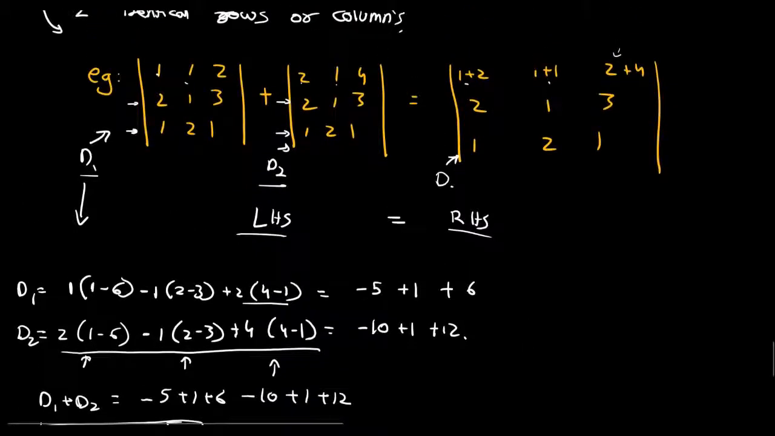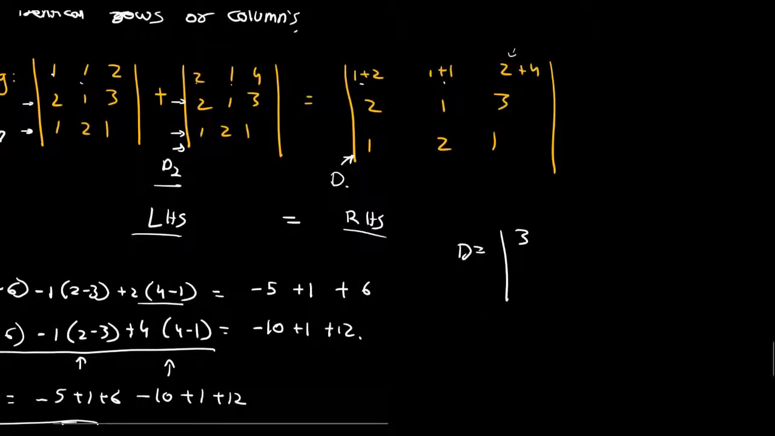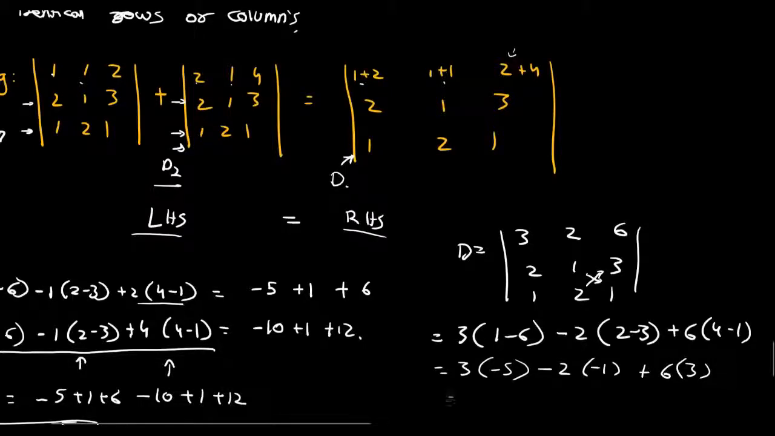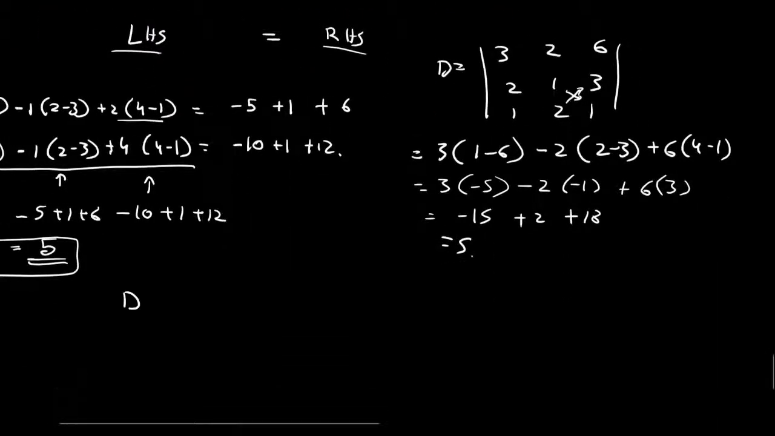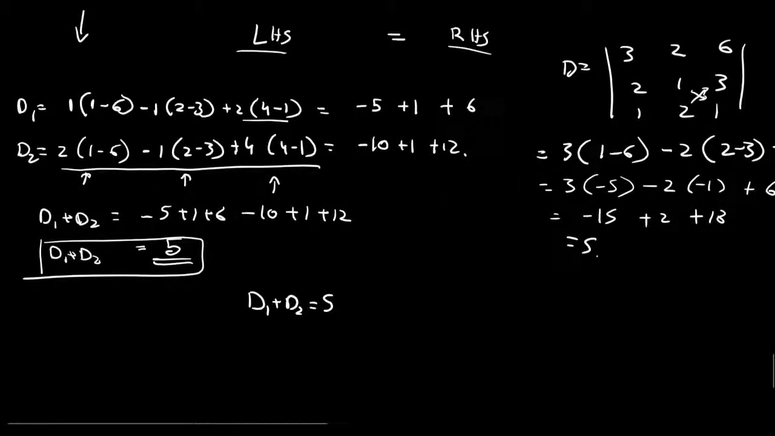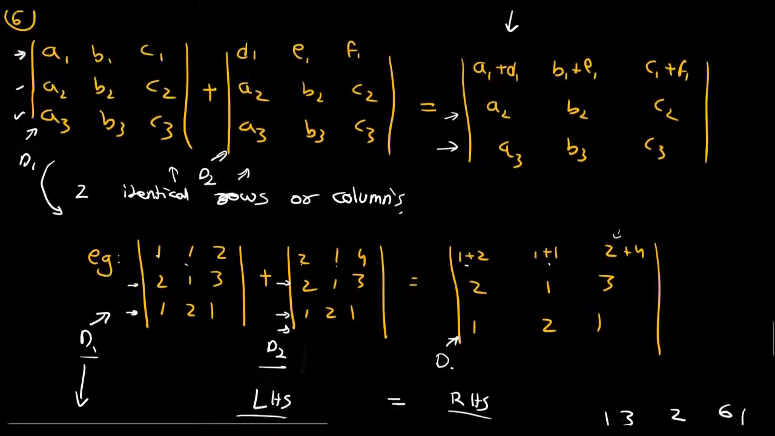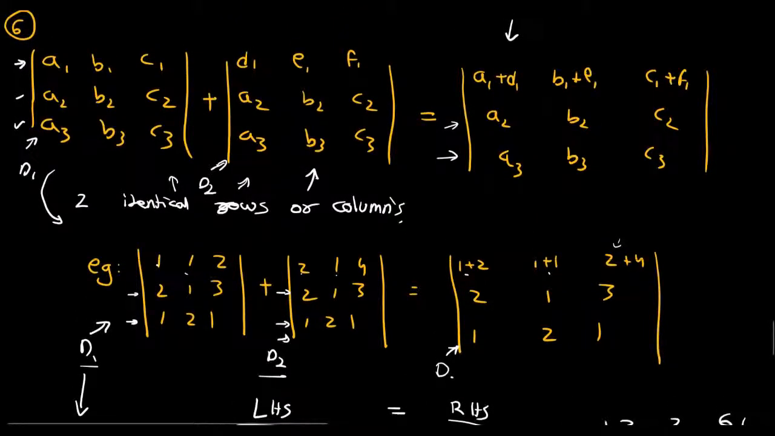right? Now coming back to our D, what is the value of D? Which is 3 2 6, 2 1 3, 1 2 1. Now if we solve this one, we get 3 times (1 minus 6) minus 2 times (2 minus 3) plus 6 times (4 minus 1), which gets us the value 3 times minus 5 minus 2 times minus 1 plus 6 times 3, which gives us minus 15 plus 2 plus 18, which is equal to 5. So D1 plus D2 gives what? D1 plus D2 is 5, as well as our D is equal to 5. So our left hand side is equal to the right hand side of our equation. So can we say that this property holds true for two determinants having two identical rows or columns?